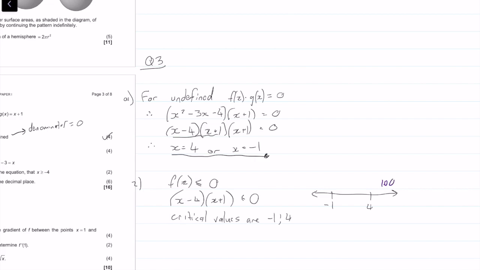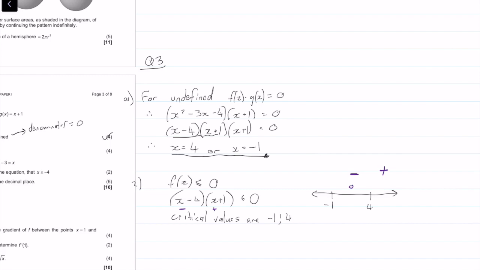If we plug in 100, that's going to be 100 minus 4, which is a positive number, times 100 plus 1, which is a positive number again. So we're left with a positive sign. Now let's pick a different number between minus 1 and 4. The easiest number would be to pick 0. So 0 minus 4 is a minus, and 0 plus 1 is a positive. A minus times a positive is a minus.